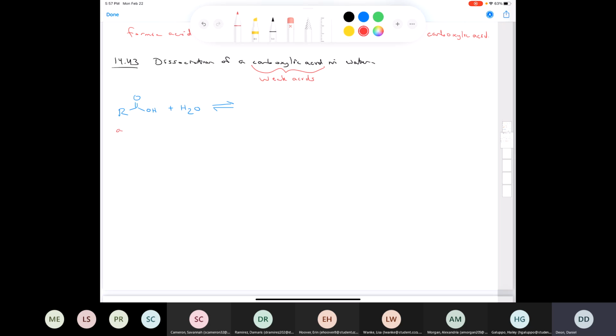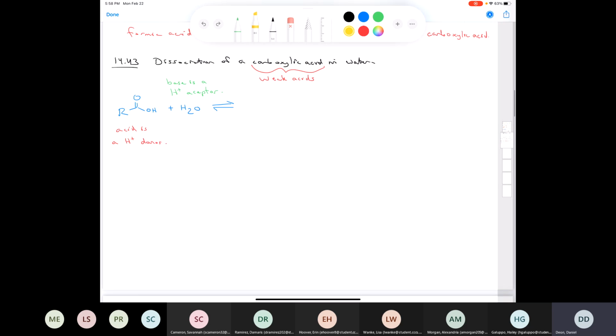An acid, according to the Bronsted-Lowry definition, is a proton (H+) donor, and a base is an H+ acceptor. And here, water is going to behave as a base. So a base is a proton acceptor. Now, where's the acidic proton? In a carboxylic acid, the acidic proton is that one right there. So the carboxylic acid is going to donate this proton to water.